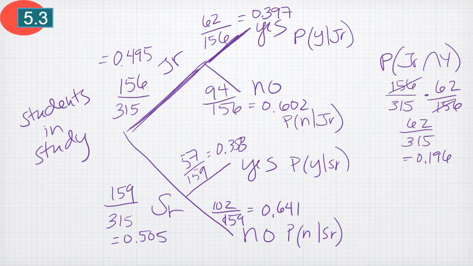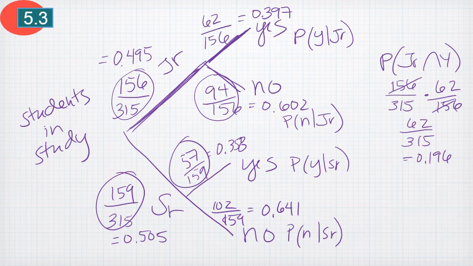If I were to multiply juniors and no, it would be this number times this number. If I wanted seniors and yes, it would be this times this. If I wanted seniors and no, it would be this times this. So you can see where all the probabilities are coming from, and you can see how a tree diagram is a super helpful way to look at probabilities and calculate probabilities.